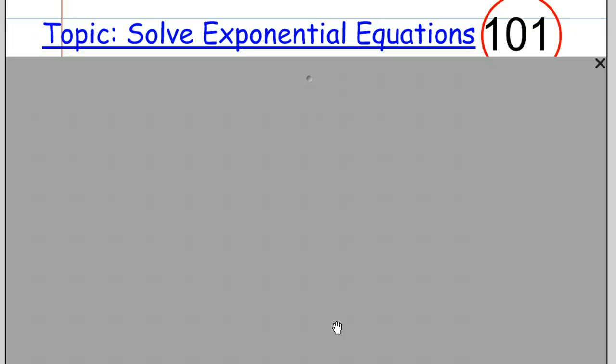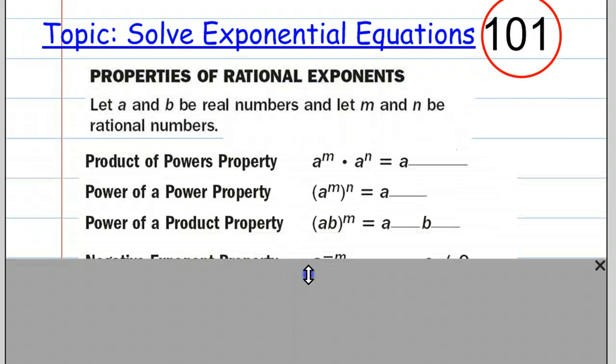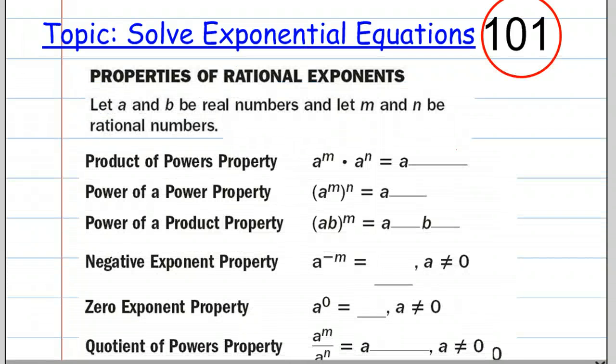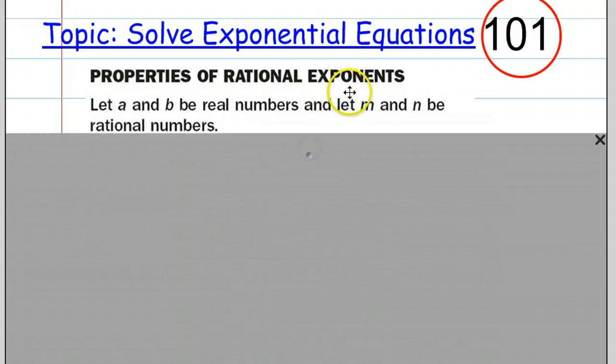through this video. Okay, so we're talking about exponential equations, and before we can talk about solving them, we have to remember some properties about exponential equations. And if you remember, we have a whole selection of properties that we're going to go over. Okay, so let's start talking about that.